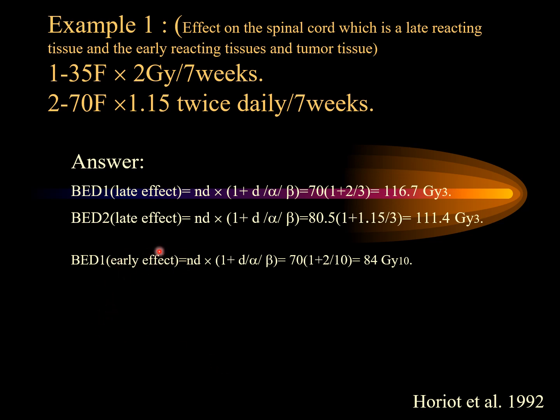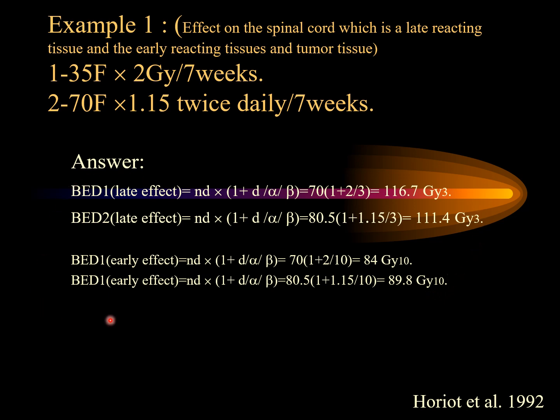For the early effect, including the tumor, because the tumor is a rapidly responding, rapidly proliferating tissue, I would expect the alpha beta ratio to be very high, maybe 10 plus, but for simplicity we are going to use an alpha beta ratio of 10. We can again put the ND as 70. This time we'll use D as 2 gray because this is a conventional fractionation method, and the alpha beta ratio will be 10. Repeating the same equation again for the second schedule, I'm sorry, that 1 should be 2. For the second fractionation schedule, it will be 89.8.